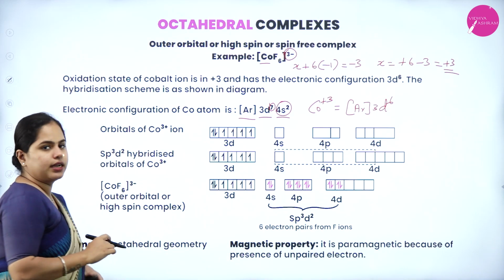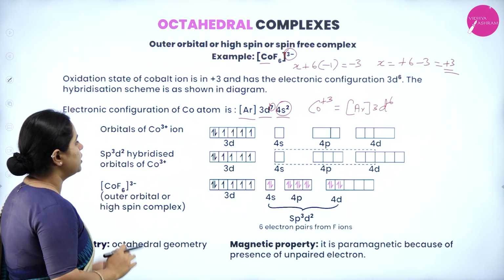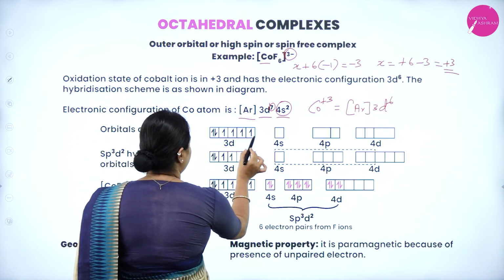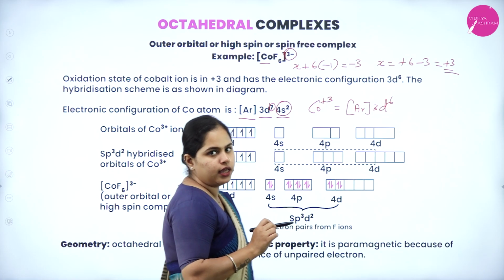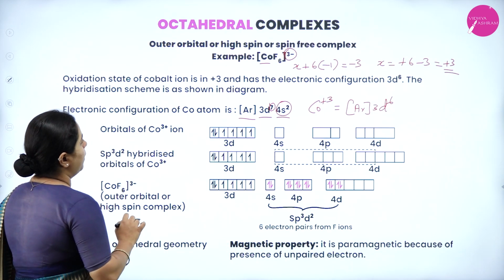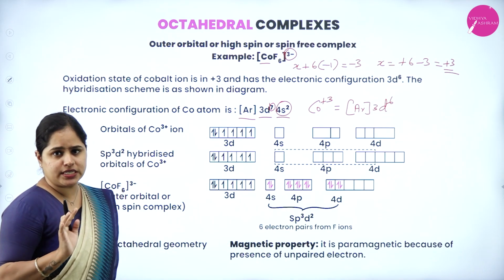So it will be argon 3d6. Clear? That is represented here: 1, 2, 3, 4, 5, 6. 3d6 is represented here, and 4s, 4p and 4d will remain free. Now what happens? In the previous case, what happened?